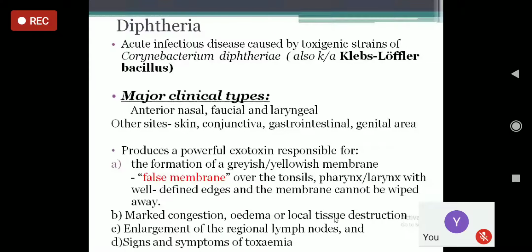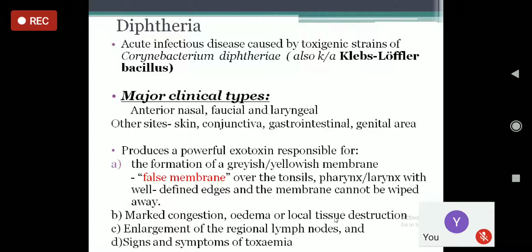Okay, so it's an acute infectious disease caused by Corynebacterium diphtheria, and there are various strains of Corynebacterium diphtheria, and the one which causes diphtheria is the toxigenic strain. Because of the toxins produced by this Corynebacterium diphtheria, that causes diphtheria disease, and this is also known as Klebs-Loeffler bacillus.